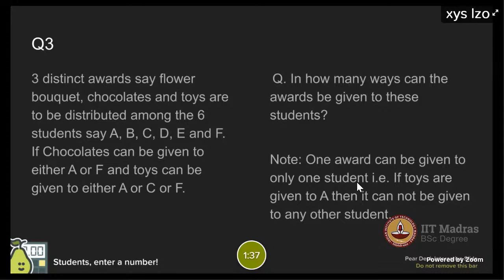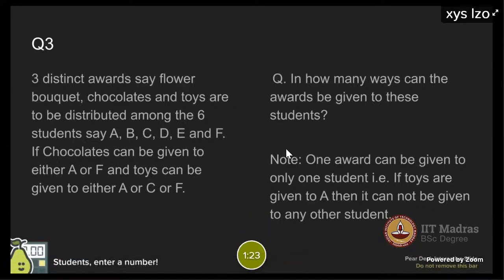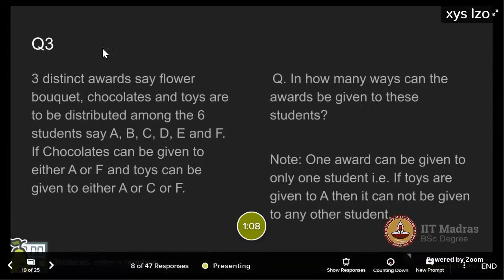Sir, I have a doubt in this question. It is said that chocolates can be given to either A or F, and toys can be given to A, C, or F. So if chocolate is given to A and a toy is given to C, then would F be given? Yeah, the flower bouquet can be given to any of these. There is no condition on it. Okay. Thank you.